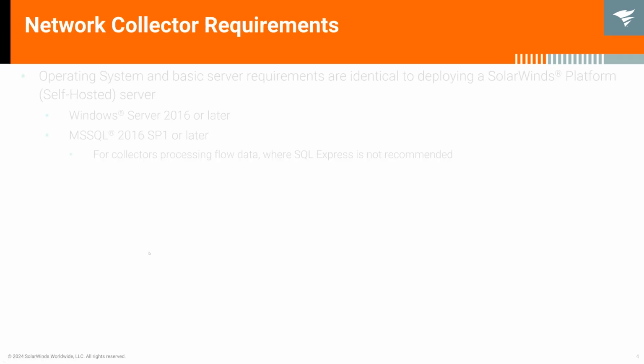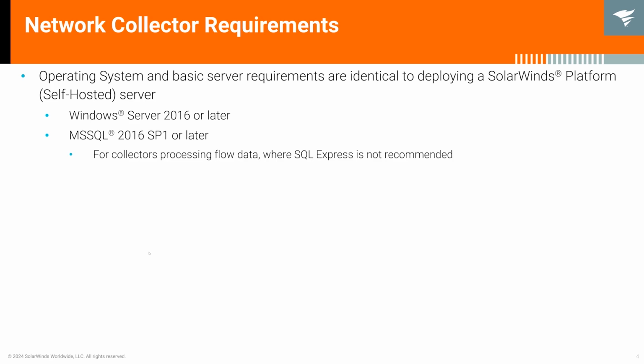The system requirements for network collectors can vary greatly depending on load and how much data is being sent to Observability SaaS, but there are some basic requirements for all collectors. First, the operating system and SQL versions mirror any deployment of the SolarWinds platform self-hosted, running Observability Self-Hosted. In other words, you must be using Windows Server 2016 or later and SQL 2016 Service Pack 1 or later if you are using a full version of standard SQL.